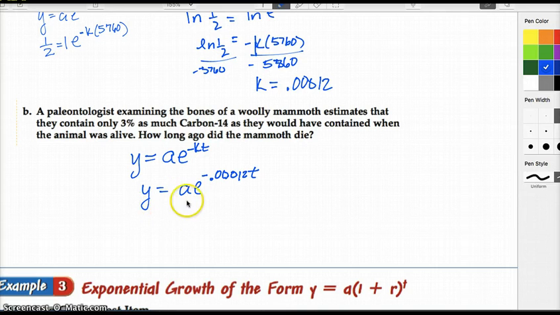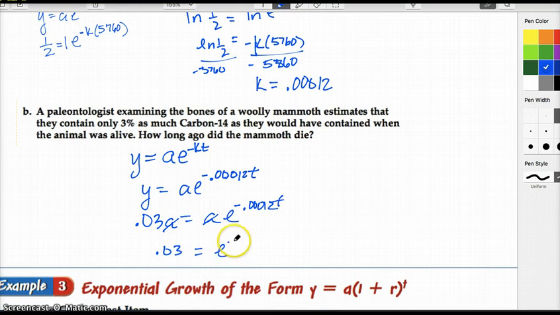And if I wanted to calculate that, 3% of A, of this original amount, would be 0.03 A is equal to A times e to the negative 0.00012t. And so really it feels like we have a lot of variables left, but we only have one. Okay, e is not a variable, which sometimes it feels like. If we divide A out of both sides, that's going to just leave us with 0.03 is equal to e to this particular power, where t is the only variable. So now we need to solve for t.